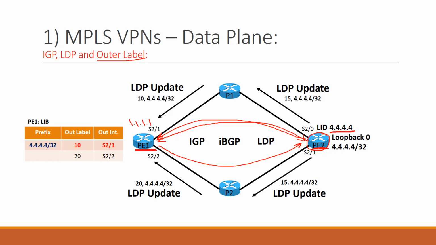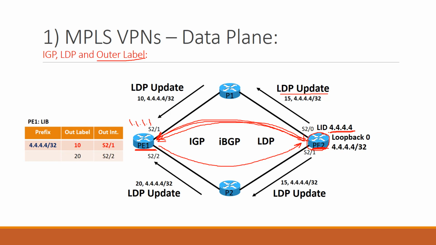BE2 will not advertise the learned prefixes and the labels via LDP. Why? Because they are stored in a VRF, and this is for MPLS VPN. They should be advertised via IBGP through the VPN between BE1 and BE2.